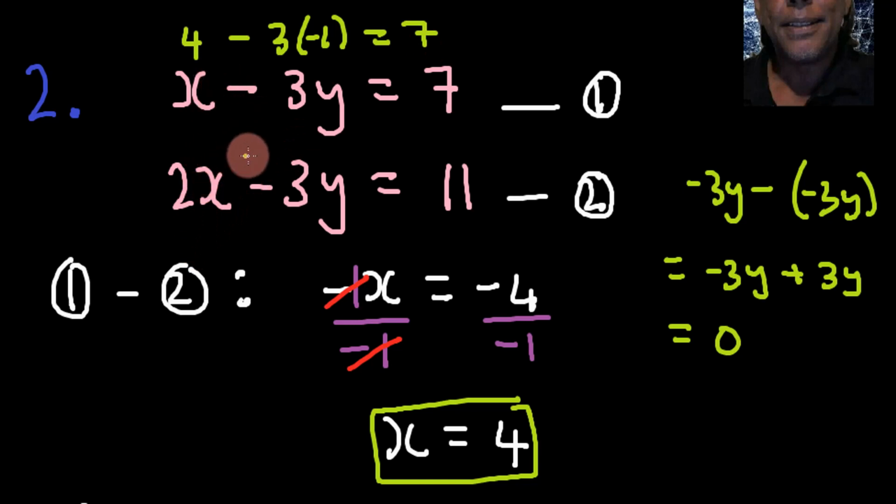Then plugging our answers back into the second equation, 2 times 4 minus 3 times negative 1 will give us 8 plus 3, which does give us 11.